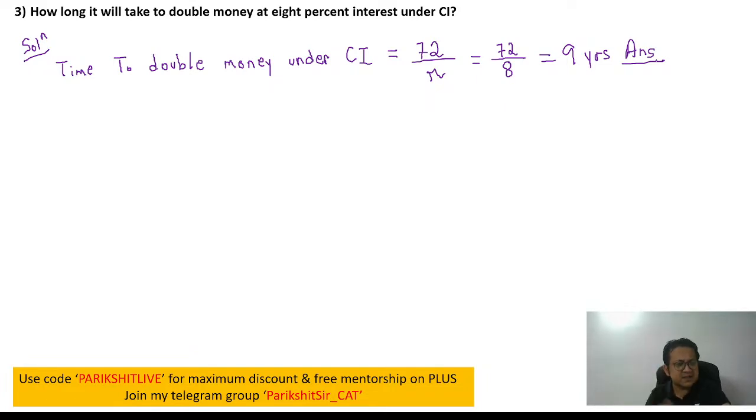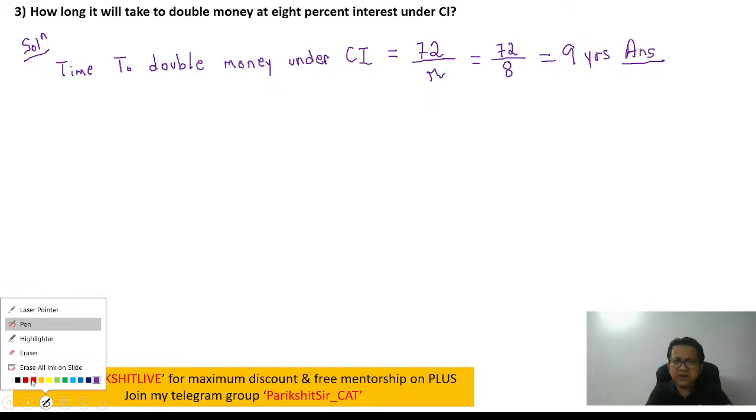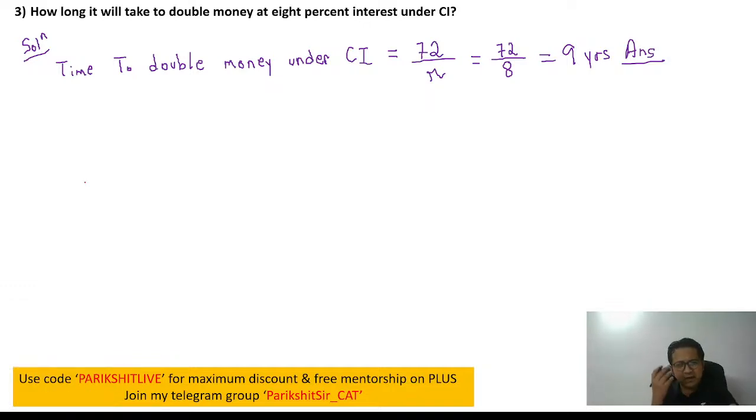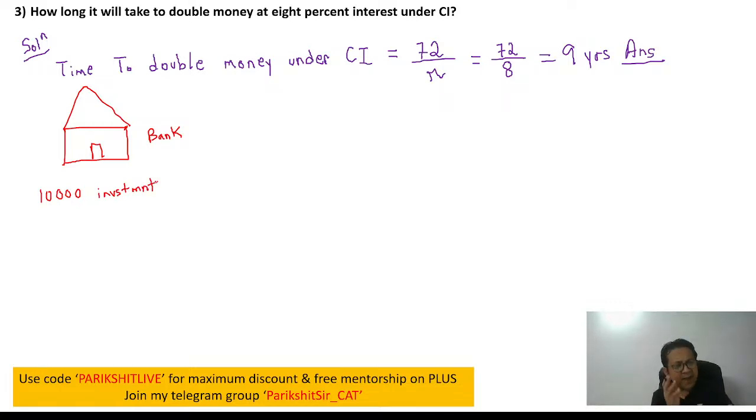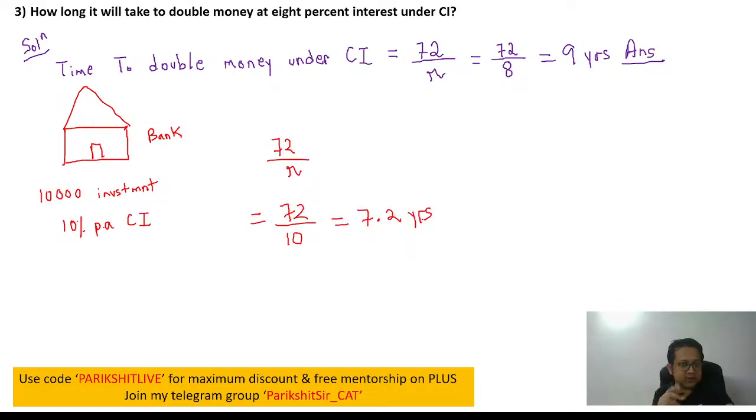Very easy, right? It will be very helpful even in your real day-to-day life. Think about it. You go to a bank, and you decide to invest 10,000 rupees. And the bank is telling you, put it in a fixed deposit and we will give you 10% per annum compound interest. The only thing is, it should be under compound interest.